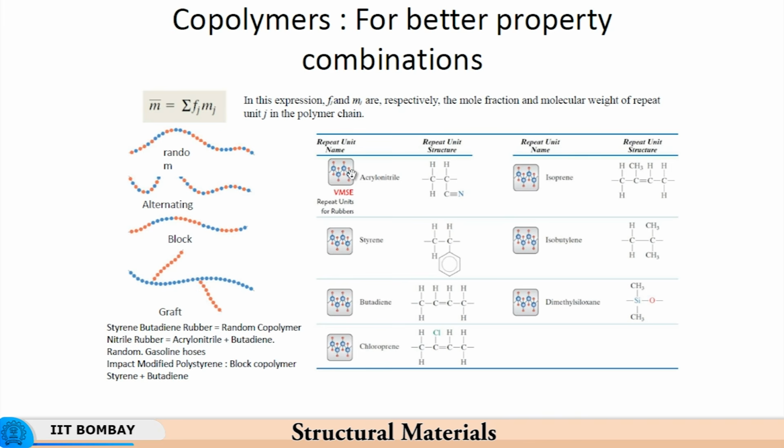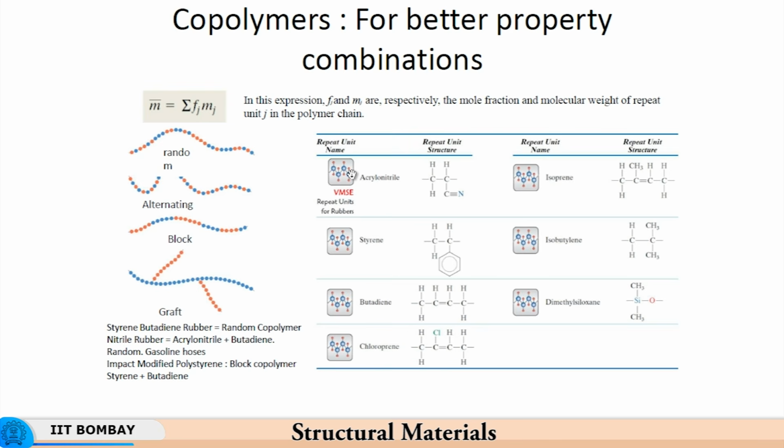Impact modified polystyrene is a block copolymer which contains styrene and butadiene. So you have blocks here. You see the atoms of one color with another color. So one block of atoms alternates with another block of atoms. Here it is the third block of atoms, the fourth block of atoms. So basically one species of atoms in a block alternates with another species of the block.